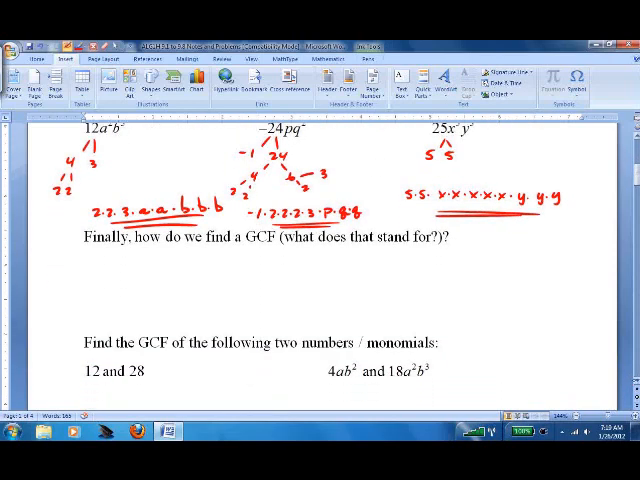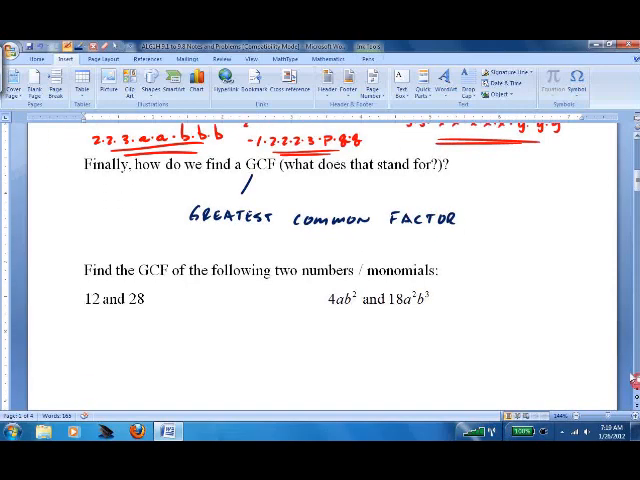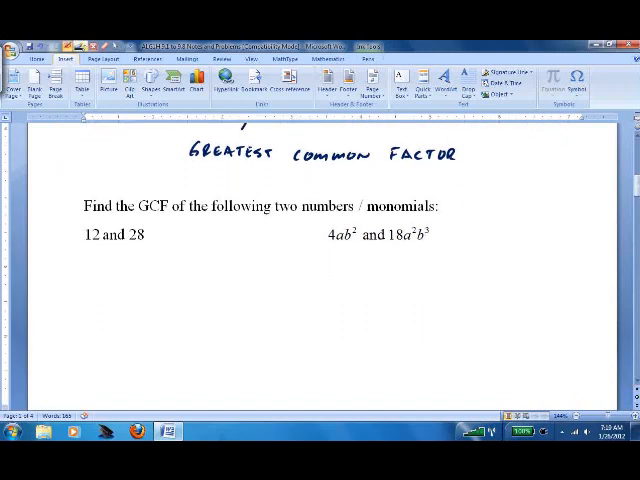So now the question is, how do we find a GCF? And we use everything we just worked on to find a GCF. What does that stand for? Greatest common factor. And what we're saying is we've got two terms, or monomials, and we want to pull out what we can from both. And we want to pull out the highest possible value.